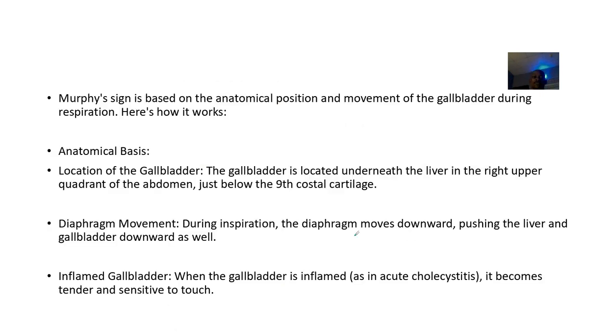Okay, so let's go. Murphy's sign is basically based on anatomical positions and movement of the gallbladder during respiration. So the anatomical basis is due to the location of the gallbladder. The gallbladder is located underneath the liver in the right upper quadrant of the abdomen, just below the 9th costal cartilage. So diaphragm movement: during inspiration, the diaphragm moves downward, pushing the liver and the gallbladder downward as well.